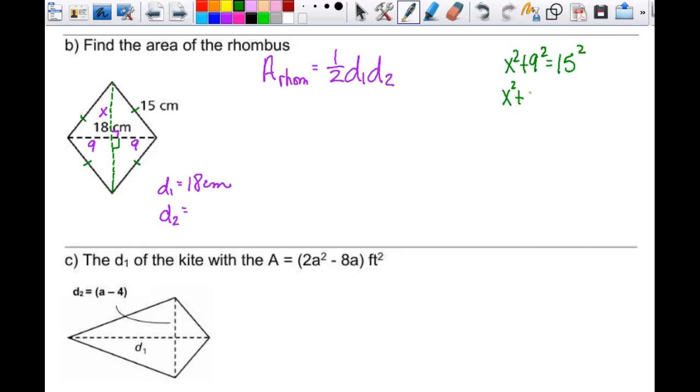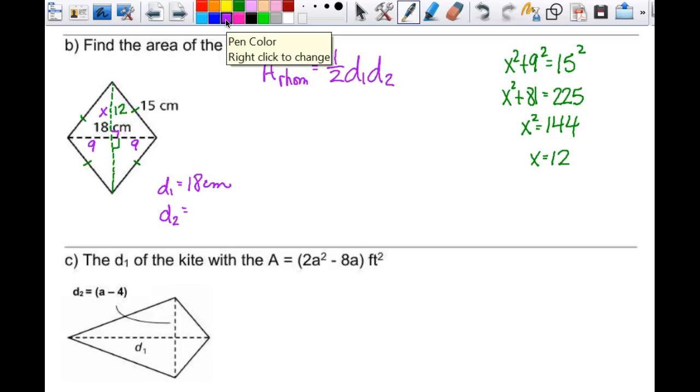What's 9 squared? 81. What's 15 squared? 225. So what's 225 minus 81? 144. Okay, good. So x is 12. All right, good. 9, 12, 15 triangles. So x, right?